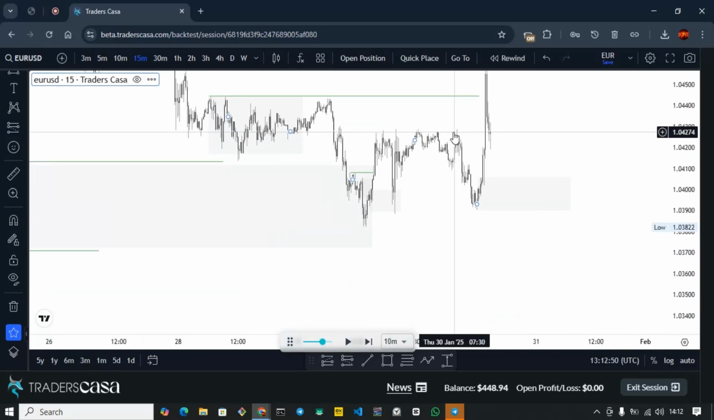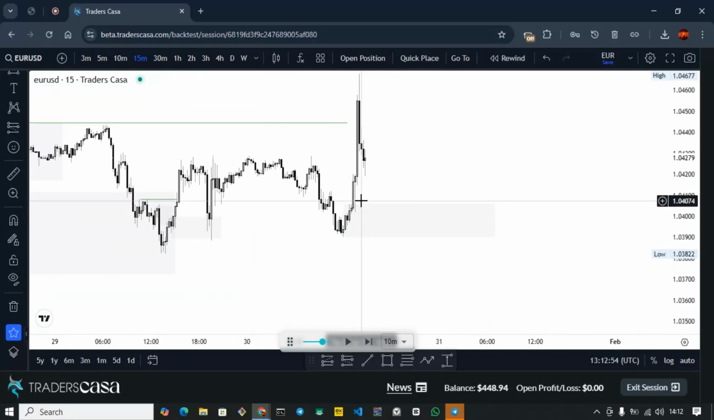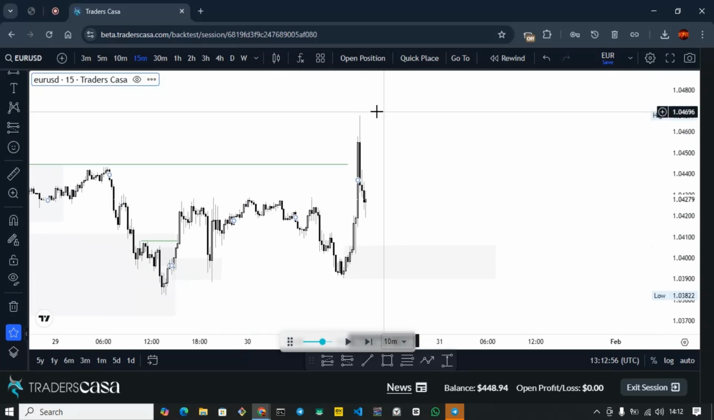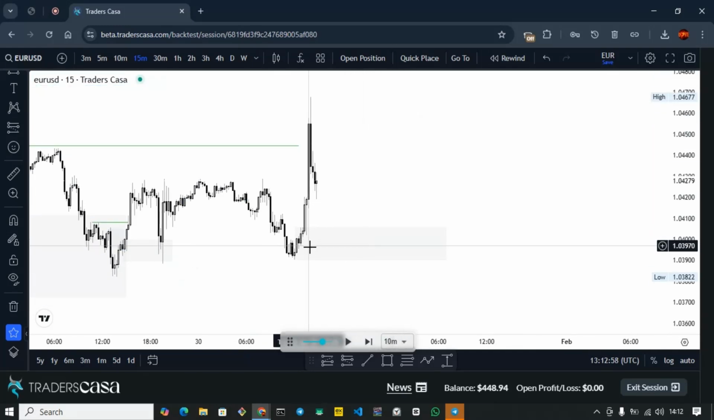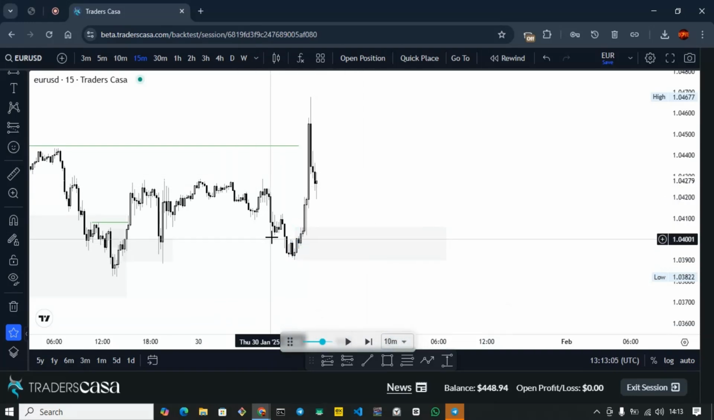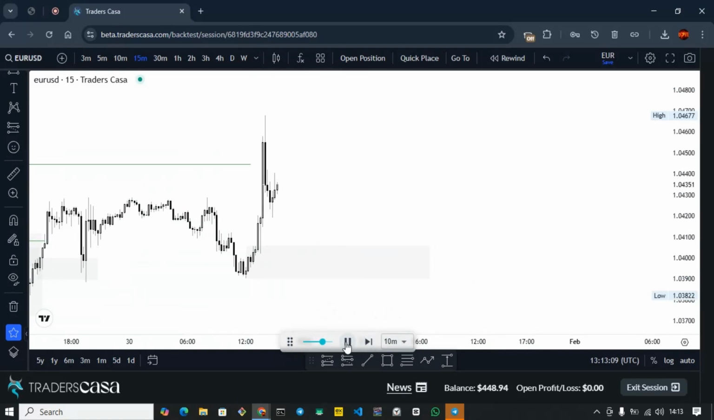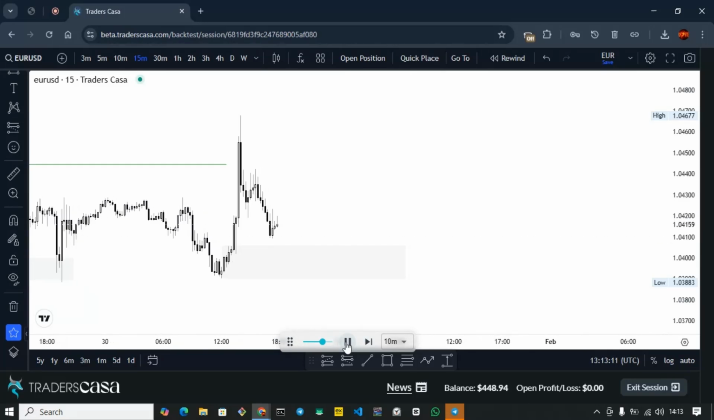So we have a destination and we have an entry. We have an entry, we have a destination, right, which is this target right here. But our entry now, we don't have any validation. We don't have anything to validate this entry yet because we have a sweep of liquidity and we don't have a structural liquidity. So let's wait and see if price forms that structural liquidity for us.